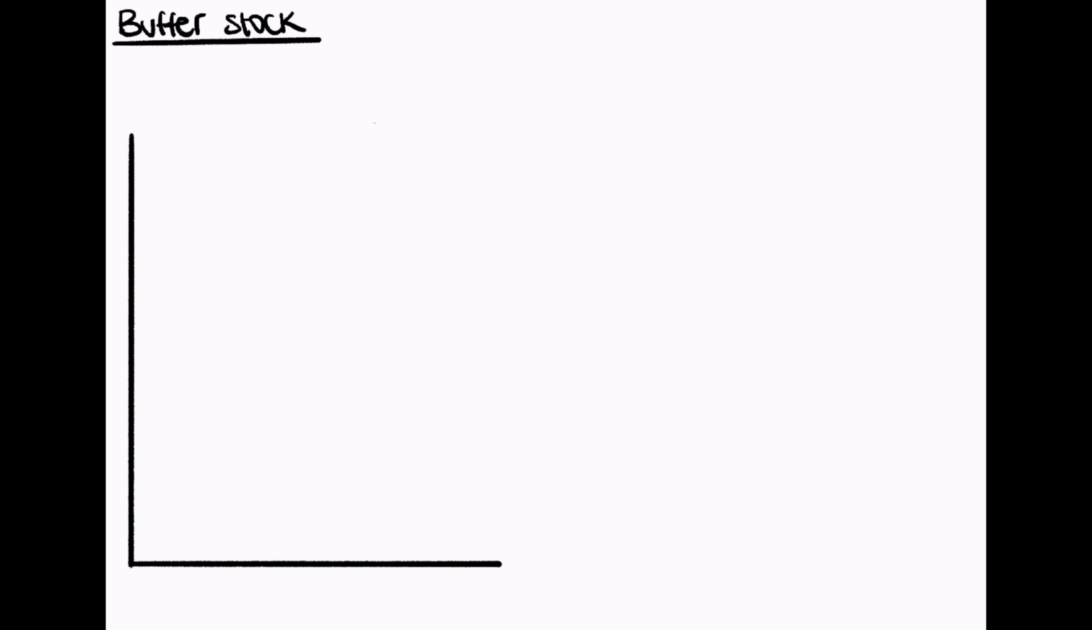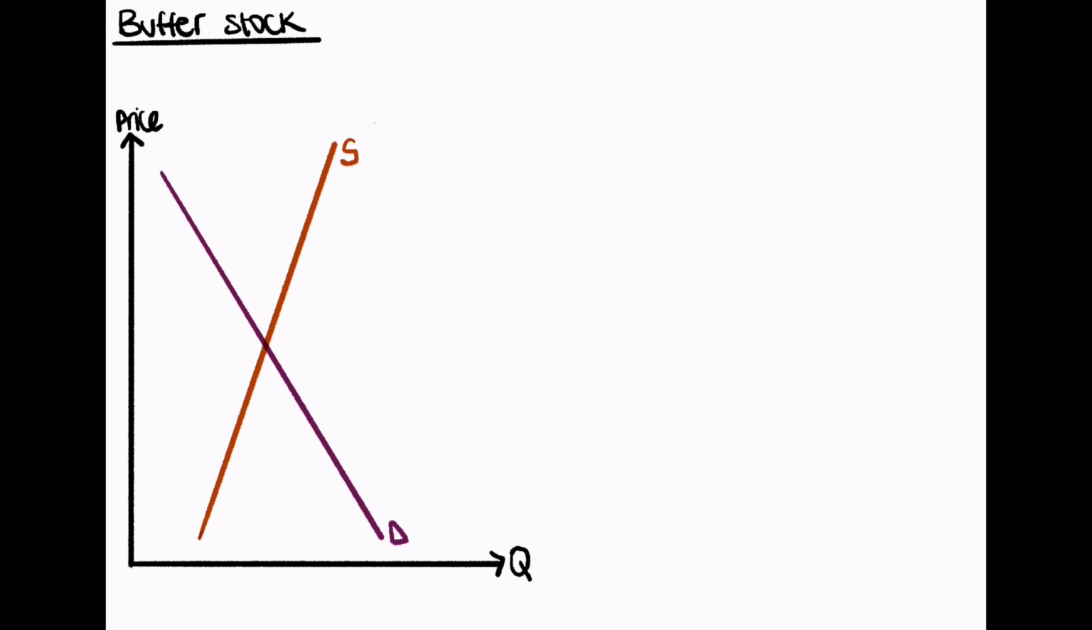So the graph for buffer stocks starts off with drawing the demand and supply curve. We draw supply as inelastic because it is challenging for farmers to rapidly increase the quantity of wheat or cotton in response to a change in demand.